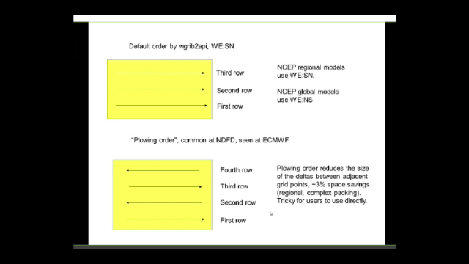So you have these odd orders. You've seen it in NDFD and at the European Center. So your codes will have to take that into account. If you see these files, you have to be worried about it. You mean your modules don't recover the correct order? Well, wgrib2 will always go from south to north.